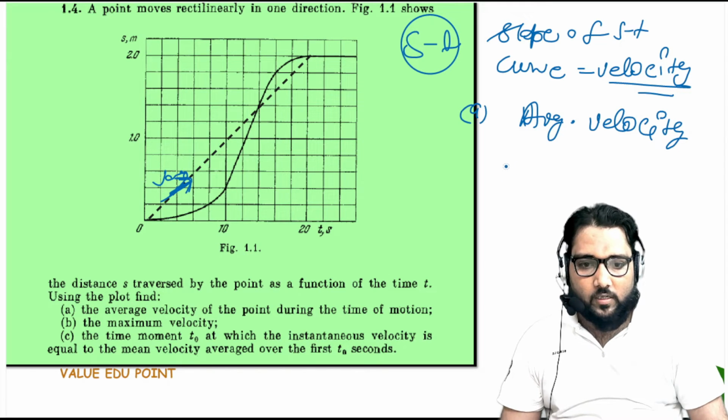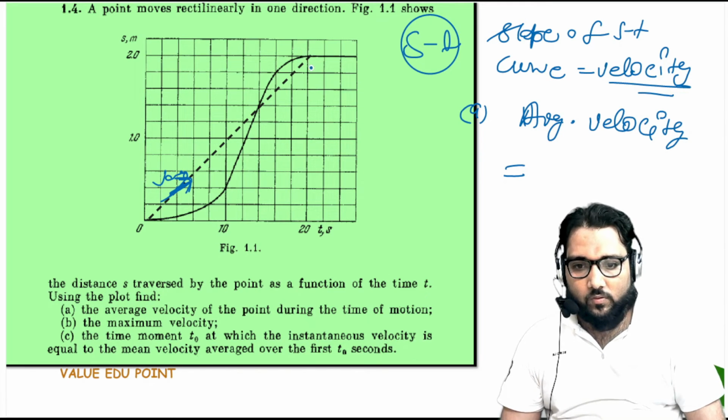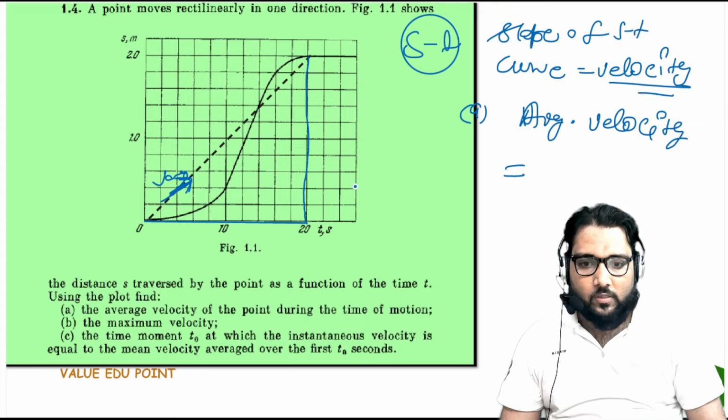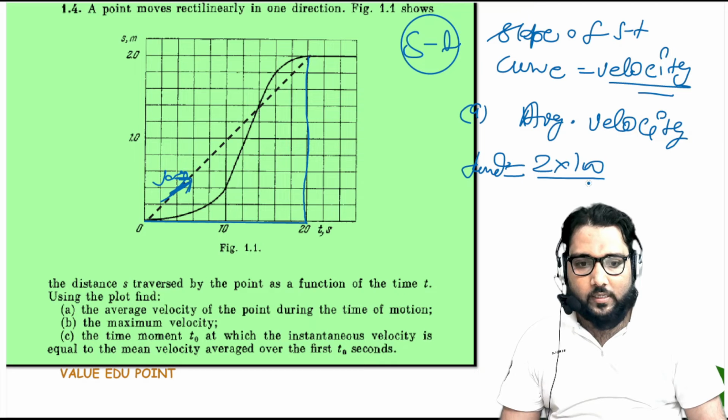So we can calculate v average. If you look at this triangle, from 0 to here, 20 second, and this is the height. The average velocity is the slope, that is tan theta, and tan theta will come out to be, this is the height, that is 2 meter. If I convert into centimeter, we multiply 100 and divide by time. So 10 centimeter per second, this is the average velocity.